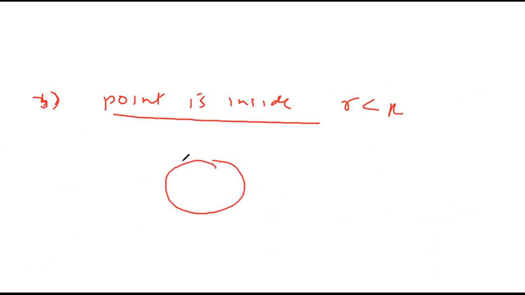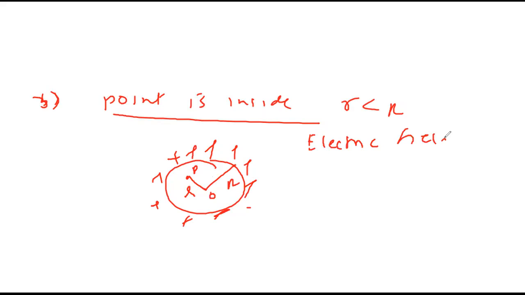So if this is a sphere of radius capital R, and a point is somewhere inside at distance r from the center, what is the intensity at any point inside the charged sphere? Zero. So the electric field inside at point P will be zero. But see, the potential, I will prove, is not zero.